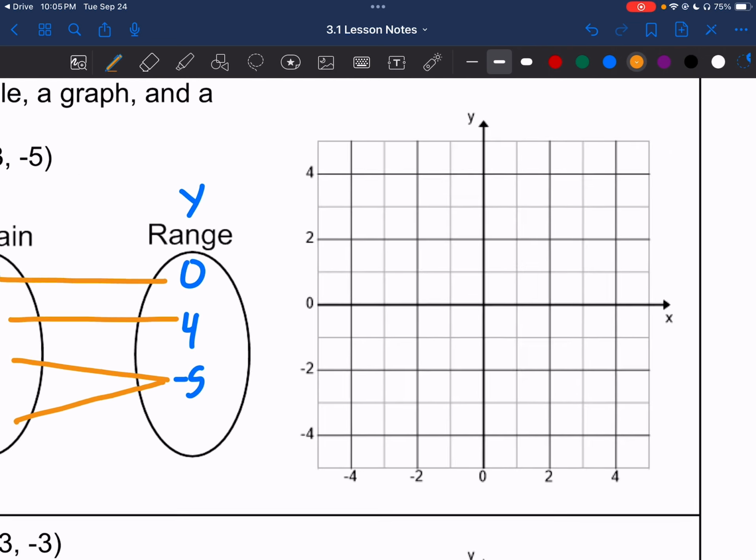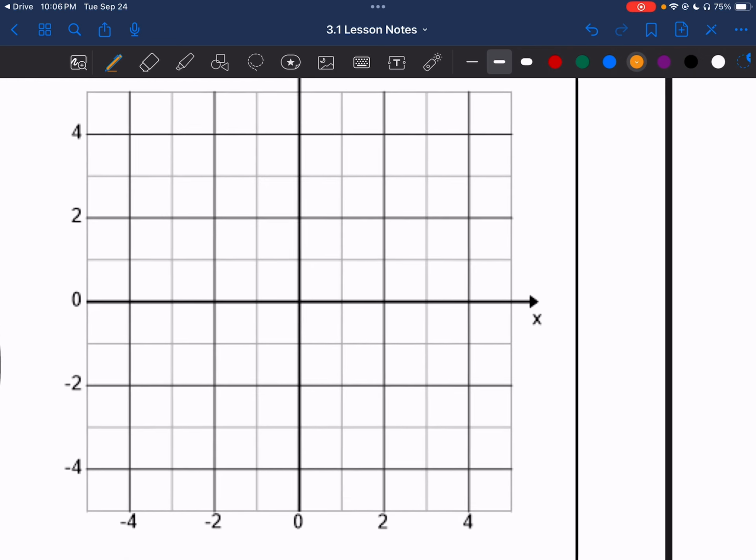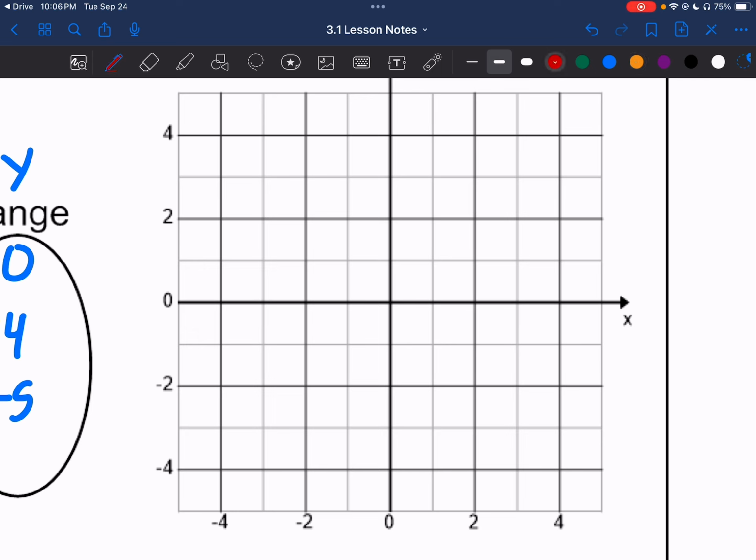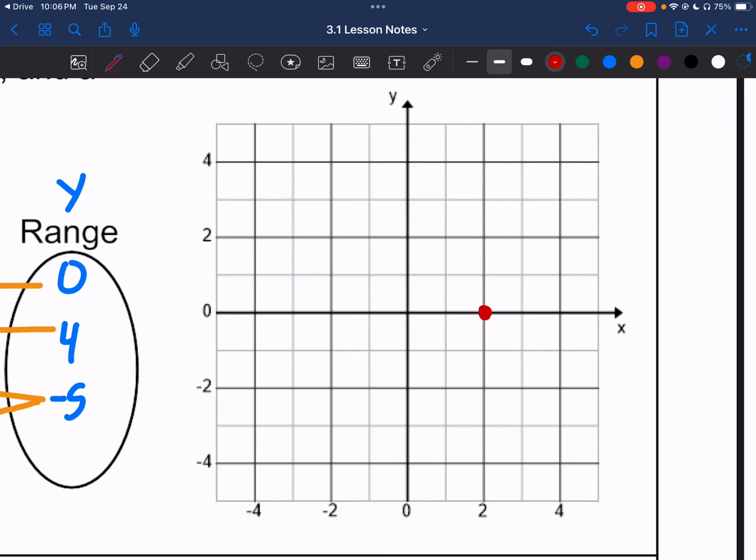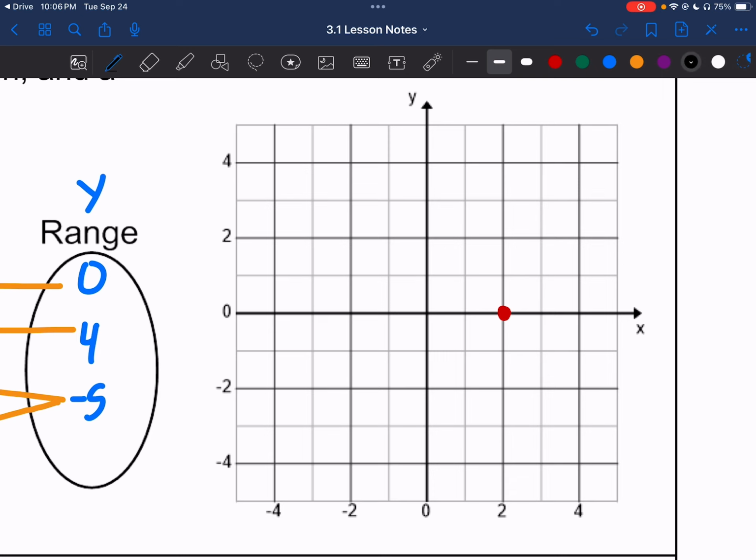So now we're going to go ahead and graph our data points. So I'm going to start with my first ordered pair, which was 2, 0. Our x value is 2 and our y value is 0. So we go 2 to the right and we do not go up or down at all. And I do just want to highlight x values are the side-to-side axis, y values are my up and down axis.